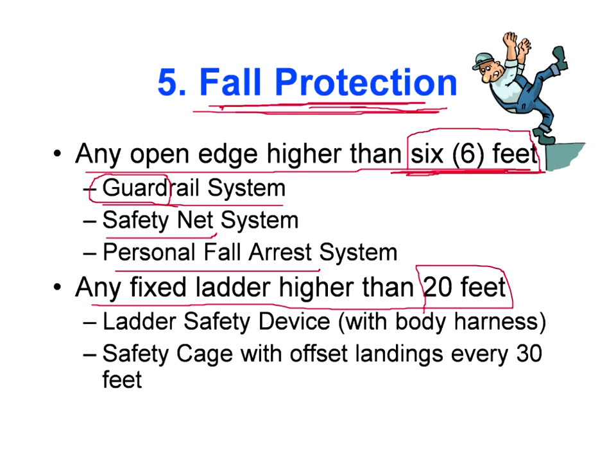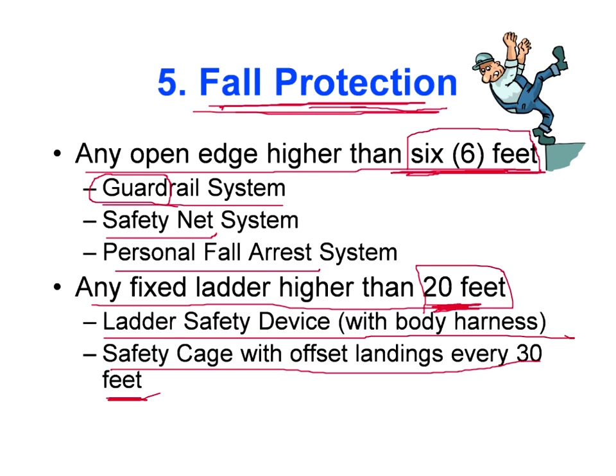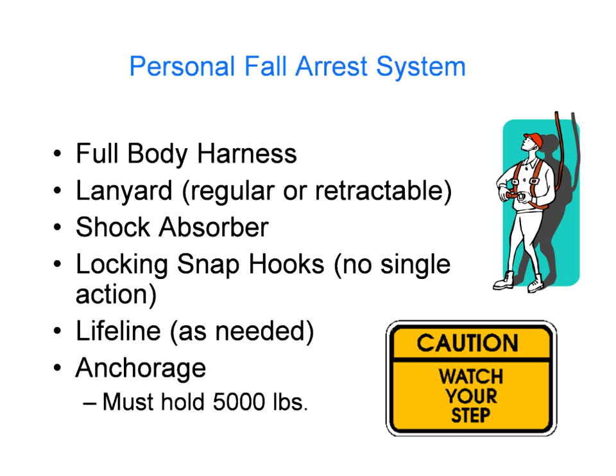Any fixed ladder higher than 20 feet needs a protection system. That is called a ladder safety device with body harness. You should use a safety device for the ladder, and a safety cage with offset landing every 30 feet. Every 30 feet there should be an offset landing. They can take rest after 30 feet, then climb up again. This is a kind of ladder.